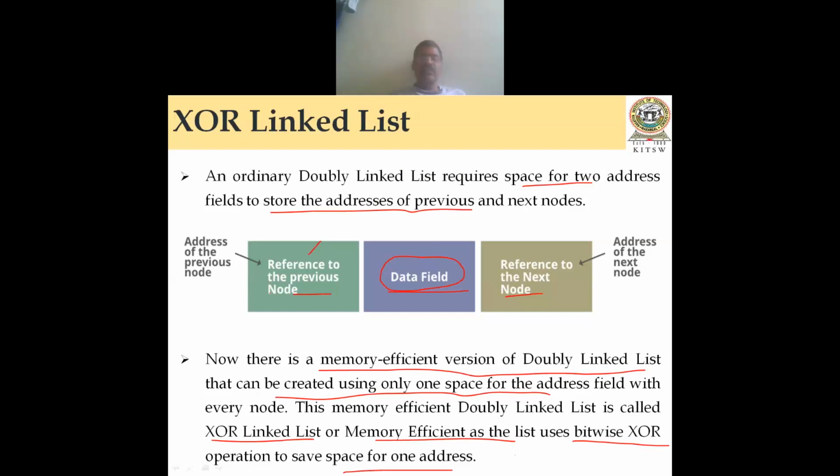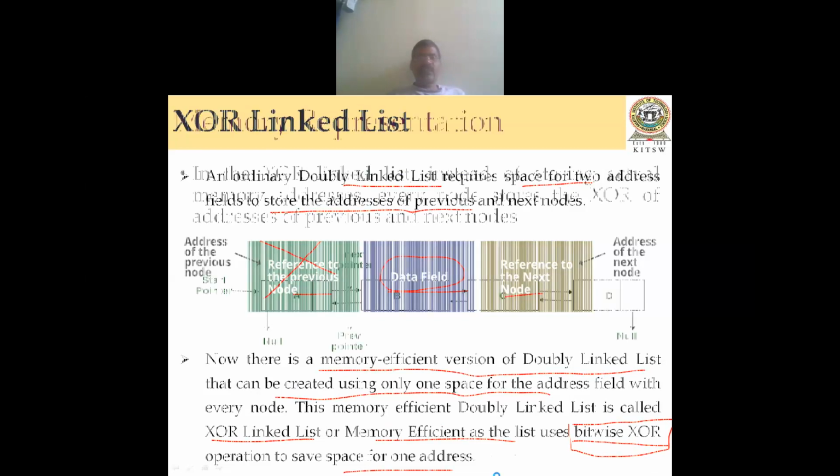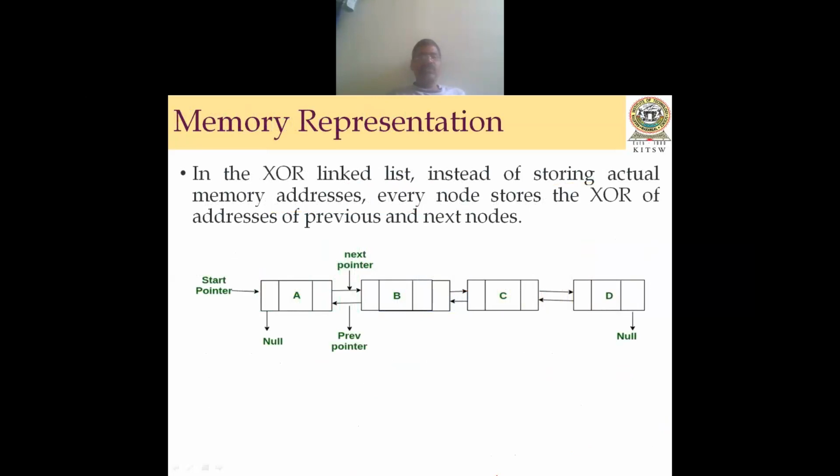So instead of two address fields, as in our ordinary double linked list, in the exclusive OR list we are going to take only one link field, and within that one link field, we are going to make use of the bitwise exclusive OR operation to store the link fields. See how we are going to use it here.